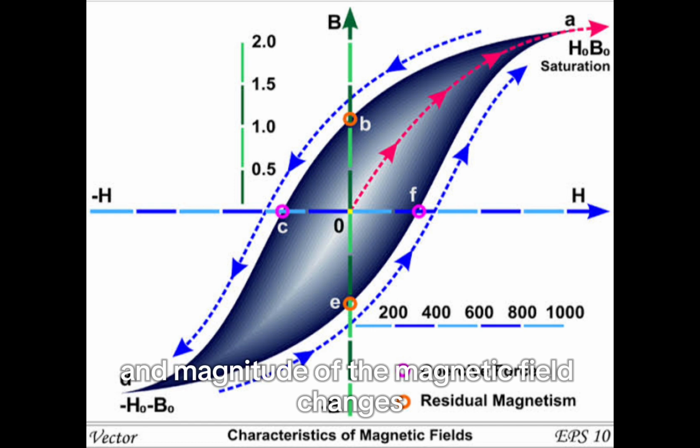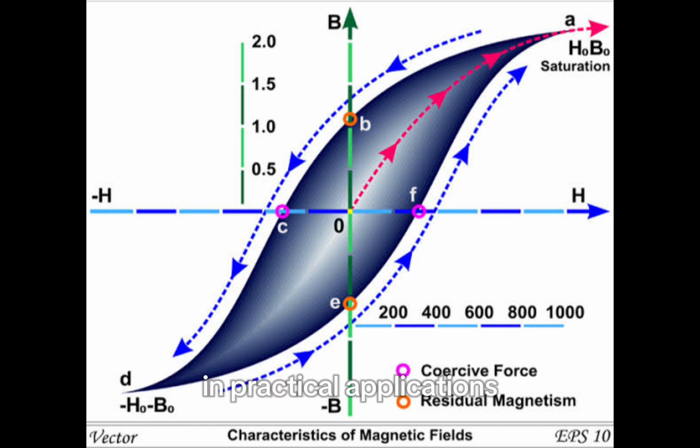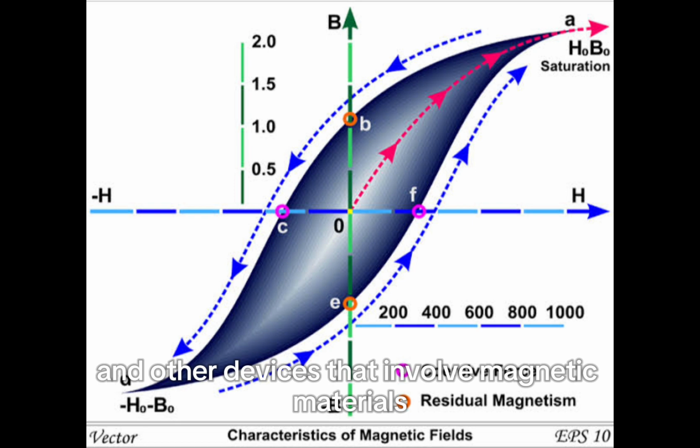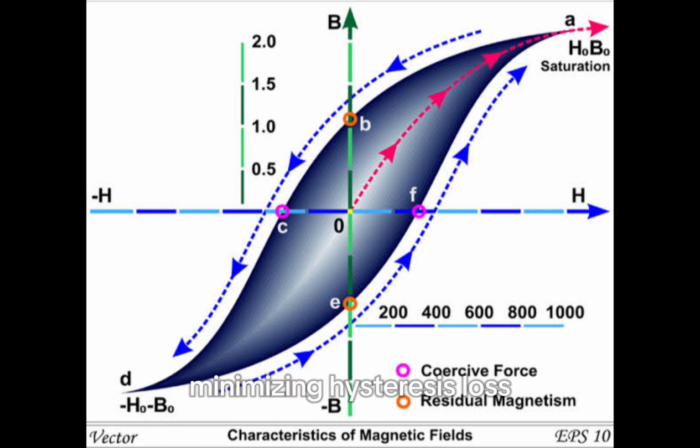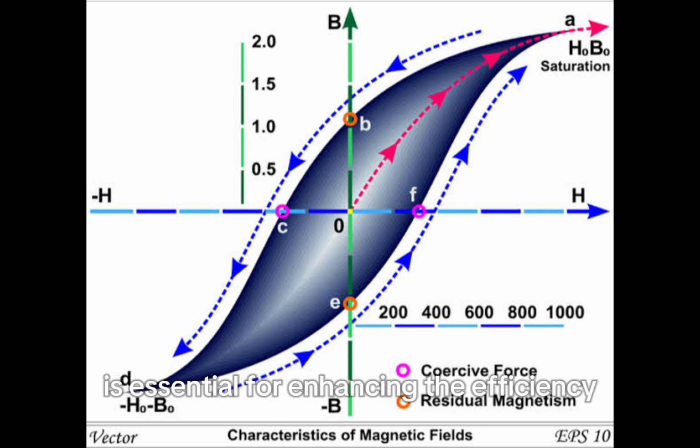In practical applications, hysteresis loss is a crucial consideration in the design of transformers, electric motors, and other devices that involve magnetic materials. Minimizing hysteresis loss is essential for enhancing the efficiency and performance of these systems.